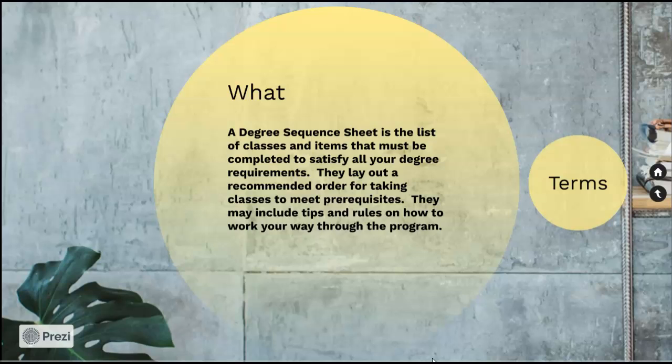It is a list of classes and items that must be completed to satisfy all your degree requirements. They lay out a recommended order for taking classes to meet prerequisites. They may include tips and rules on how to work your way through the program.